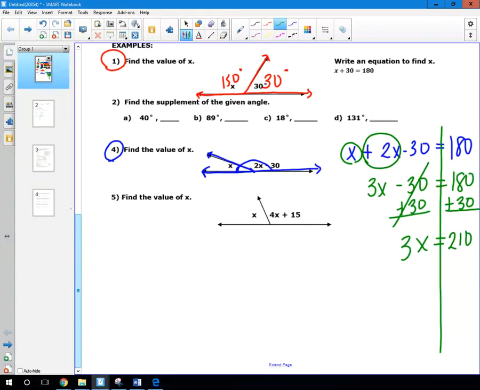3 times what would give me 210? So I can work backwards and divide by 3. So x, 210 divided by 3 is 70. So that means that this little angle here is 70 degrees.